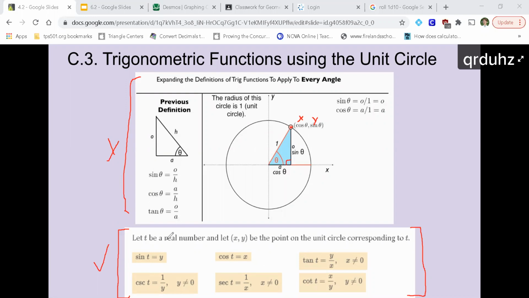So then for any real number t, for any angle that you could draw, the x and y values that angle intersects on the unit circle give you the answer to your trig function. The sine of that angle is just the y value of your point. The cosine of the angle is just the x value of your point. And then the tangent of the angle is opposite over adjacent, so it's the y over the x.